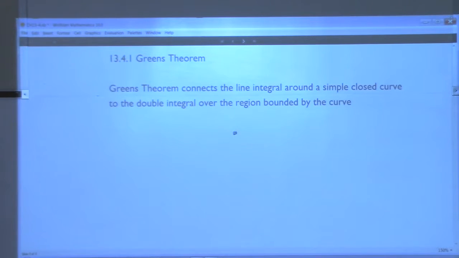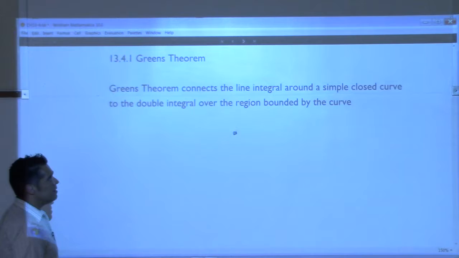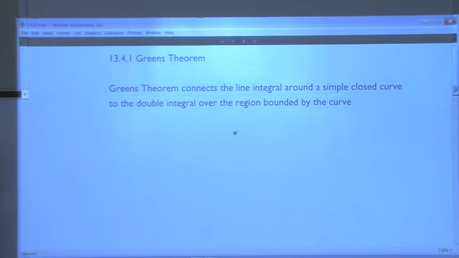Green's theorem is a theorem that somehow connects the line integral around a simple closed curve to the double integral over the region bounded by the curve. In some way, there's a relationship between the integral that goes around a curve, the line integral, and the double integral of the region it encloses. And here's the theorem.